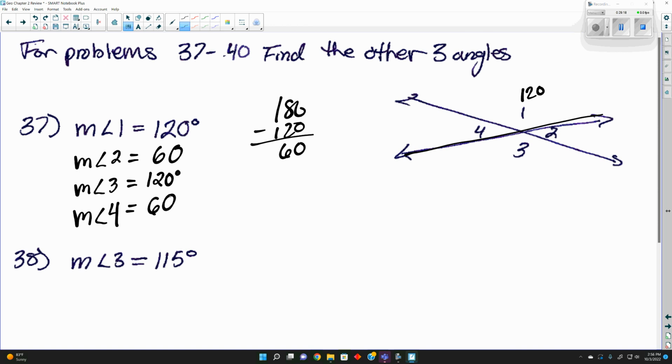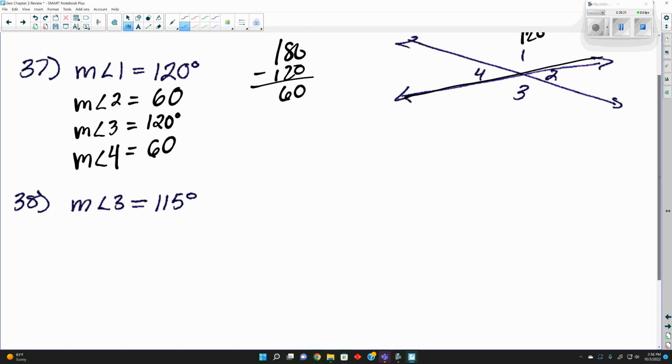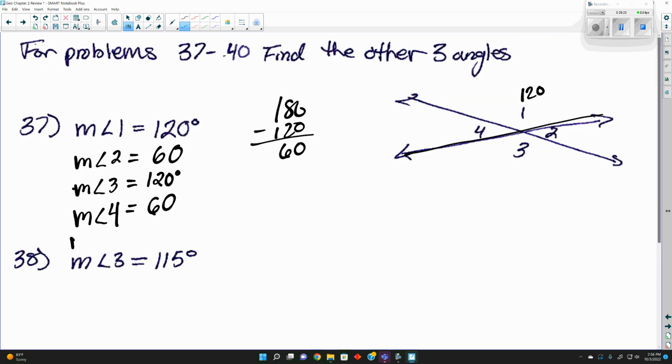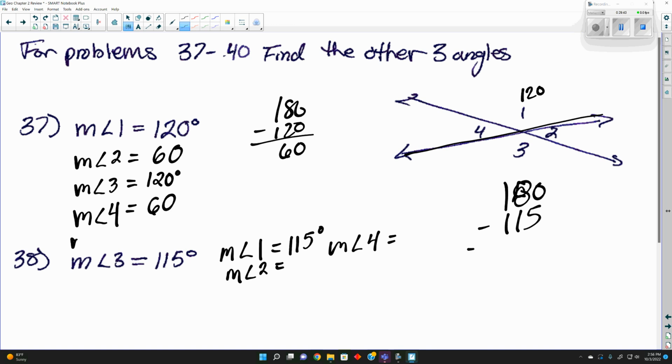And then the next one would be 39. So for the next one, we're trying to find the measure of angle 1, the measure of angle 2, and the measure of angle 4. Since they told us angle 3 is 115, it means the measure of angle 1 is 115. To find the other angles, we can subtract 115 from 180, which gives us 65, which means 2 and 4 are 65.